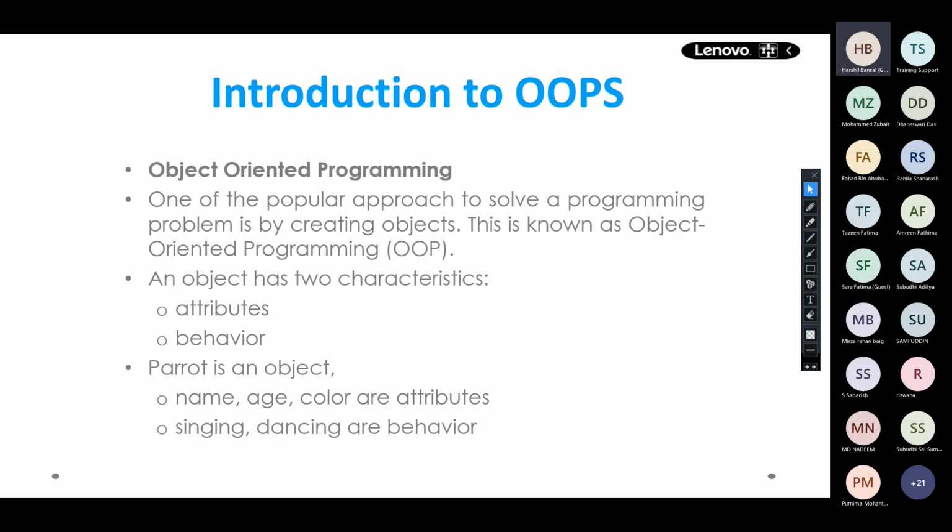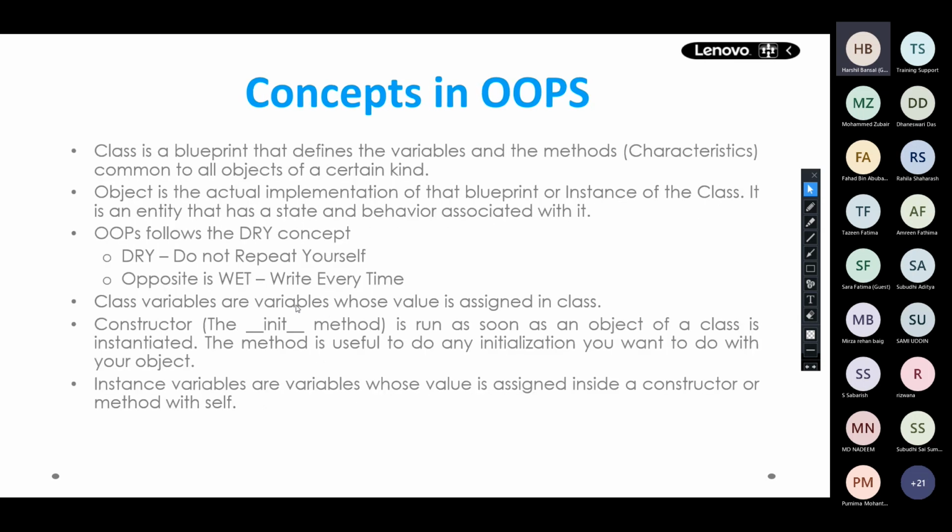Suppose parrot can sing, or parrot can walk, or parrot can fly, these are all behaviors, or in other words we call them methods. All the behaviors are called methods of an object, and all the objects having the same design come under the same class. Let me explain this in detail. What is a class?